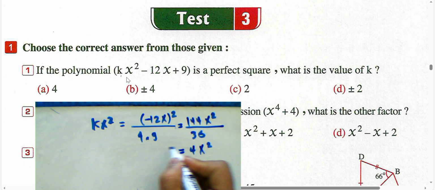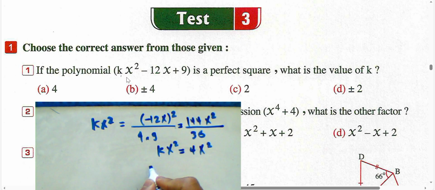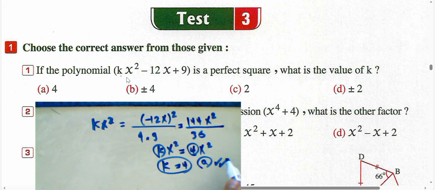Then 4x power 2 equals kx power 2. We can write k equals 4. It's the coefficient of x power 2, and the value here will be 4. K will be 4. It shows letter A. Okay, write positive 4, not positive or negative. Okay, it shows letter A.